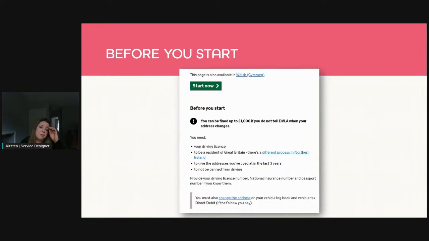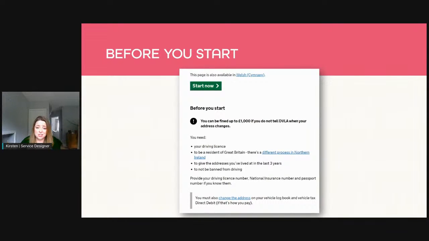Think about including some information before you start a form. We've got an example here from a government website, and this is about applying for a change of address on a driving licence. You can see it lists the things you're required to have first, one of them being not be banned from driving, which is handy.